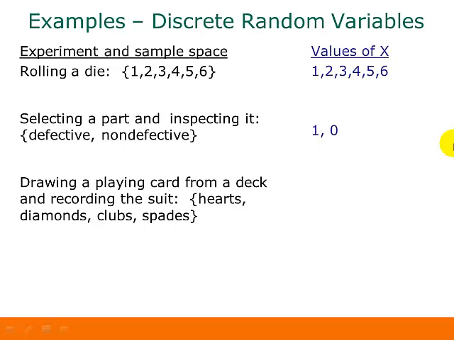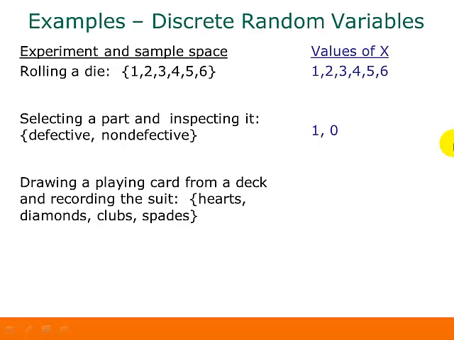Another experiment we've talked about is drawing a playing card from a deck and recording the suit. So the possible outcomes here were hearts, diamonds, clubs, and spades. And again, we would want to assign numerical values to these 4 different outcomes. How we would do that would depend on what we were going to do with the information.